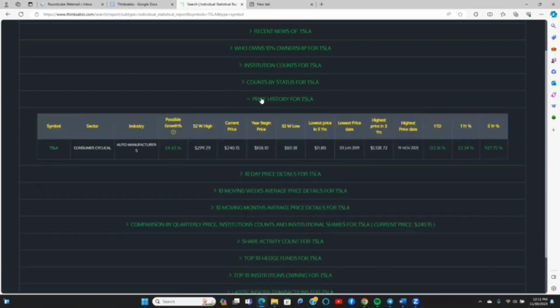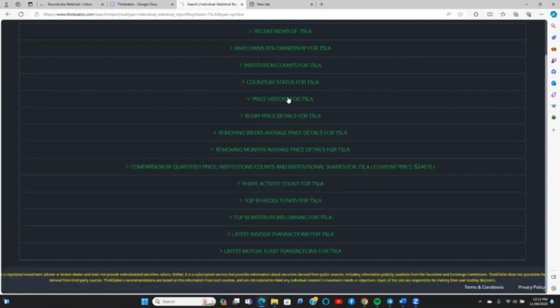So then we've got price history for Tesla. This looks at a wide range of pricing information, including current price, 52-week high, 52-week low, the rate of return over the last year, 5 years, etc. This is helpful for understanding where it is currently and the context of that.